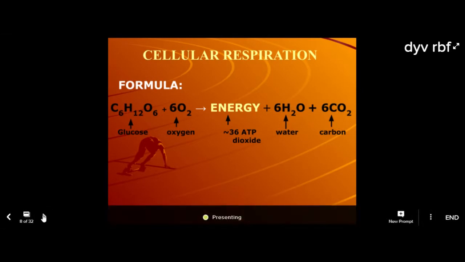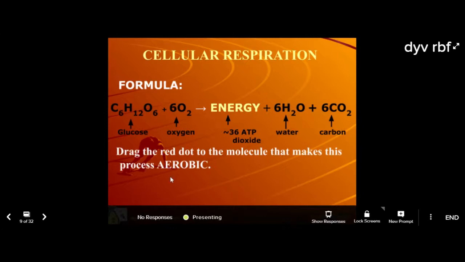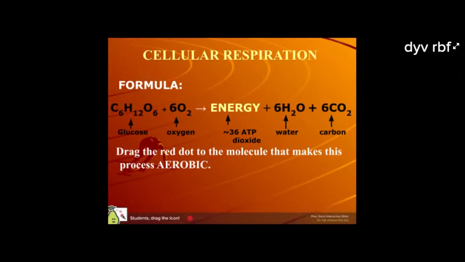Nice job. Good job. All right. So drag the red dot to the molecule that makes the process aerobic respiration. So think about this. If it's aerobic respiration, you need what? Oh, we didn't really talk about it a second ago, but let's see what you know. Let's see if you know this.